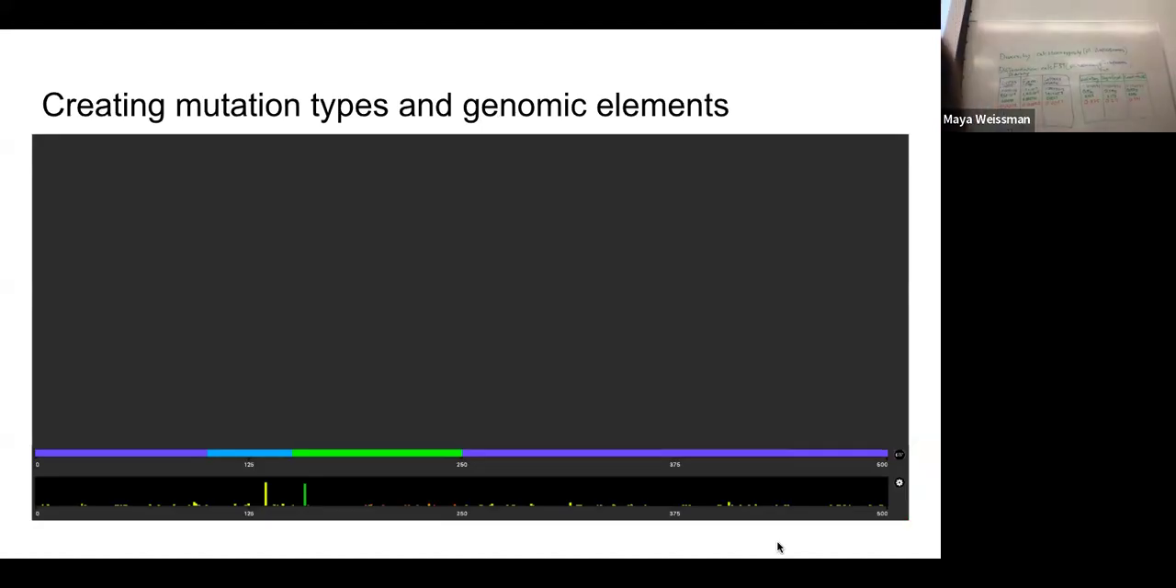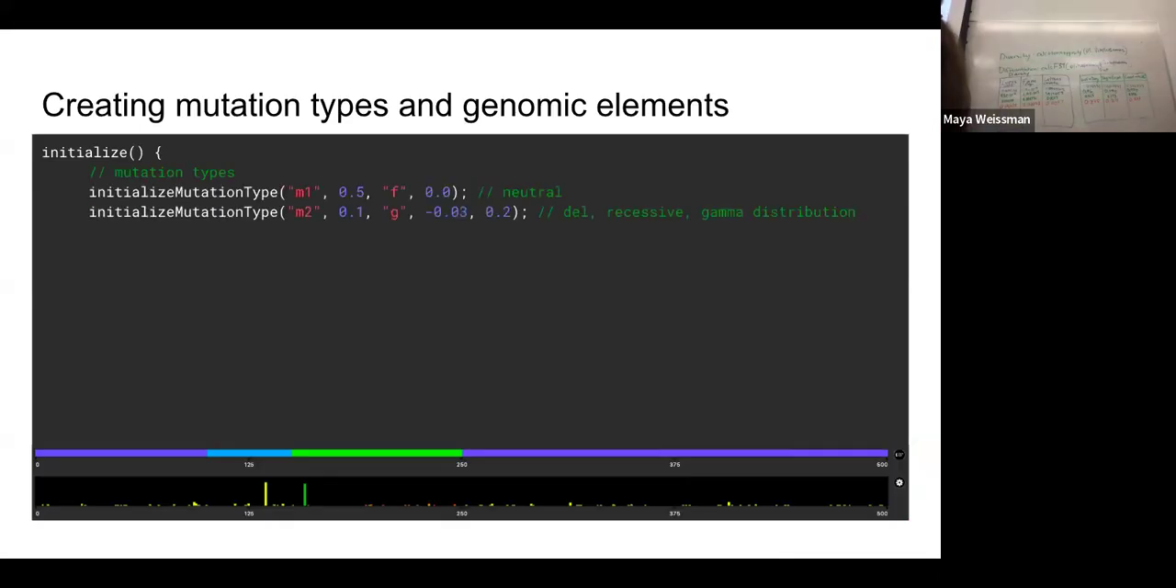Okay, so in initialize, we've already gone through this a couple of times, but I'm going to mention it again. You create different mutation types and genomic elements. We've already been through this, but they follow this M1, M2 strategy. With a gamma distribution, you have to include both the mean and the variance. And what we're saying here is the dominance coefficient, what we're naming this mutation M1, 2, 3, the distribution we're using to calculate fitness, the mean of that distribution, and for the gamma distribution, the variance.